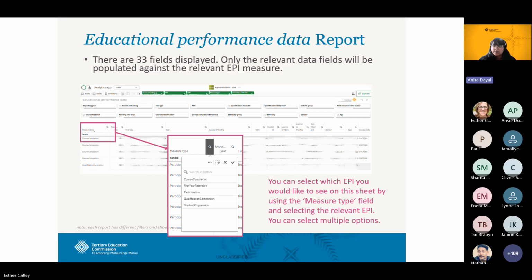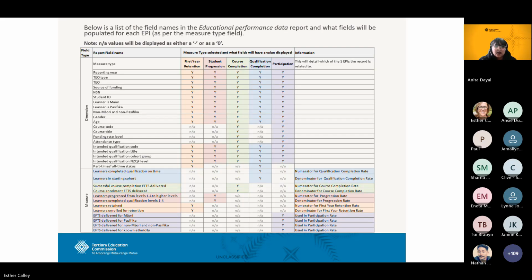Can you go to the next slide, please? So this table shows you a list of all the 33 fields that are visible in this report. And depending on what measure type you select, so what EPI, will depend on which of these 33 fields will be populated. The NA fields in this table are shown as either a dash or a 0 in the information product. This report can be good for many reasons.